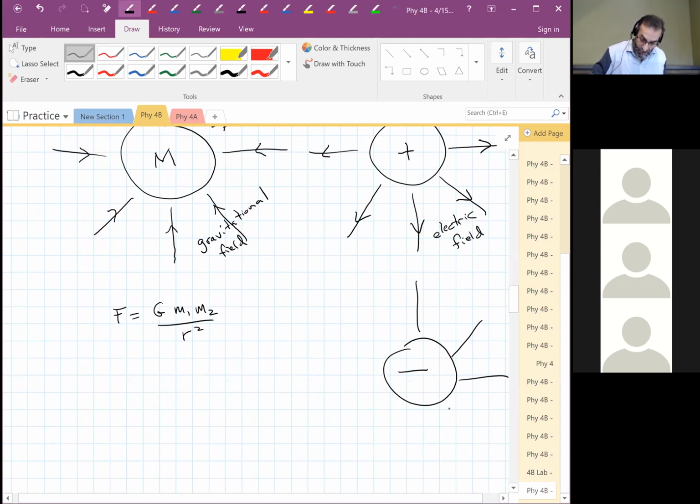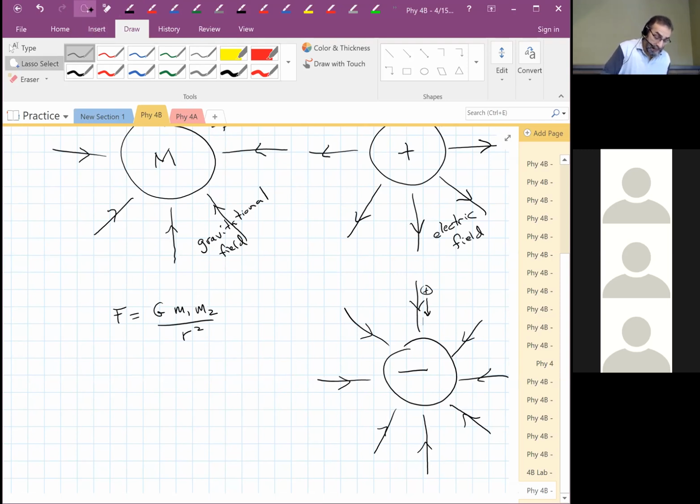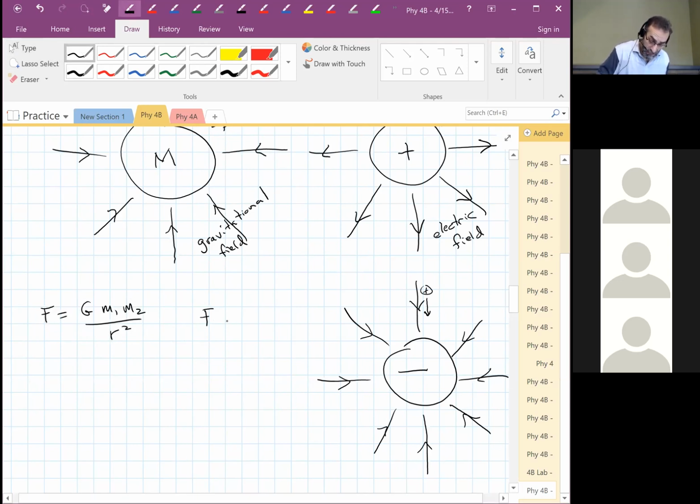Negative charge filling the space around it with an electric field, those field lines would point radially inward because they point in the direction a positive charge would go. If we put a positive charge here, it would go toward that negative charge, right? Okay, so there's our force of gravity, and our electric force is K Q1 Q2 over r squared.